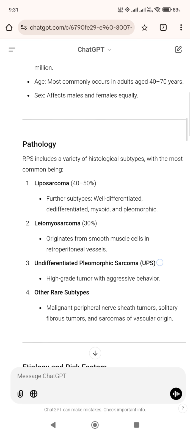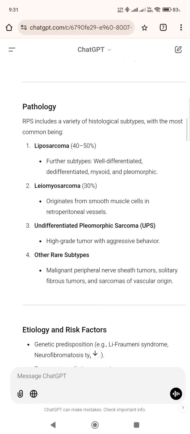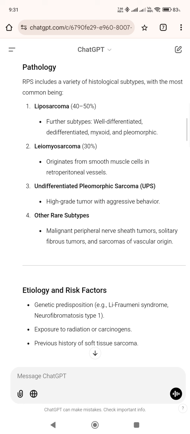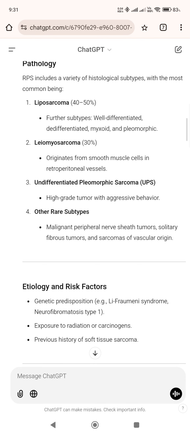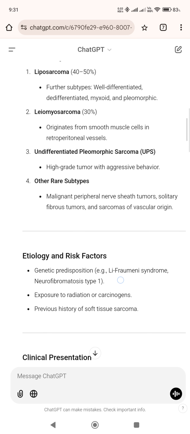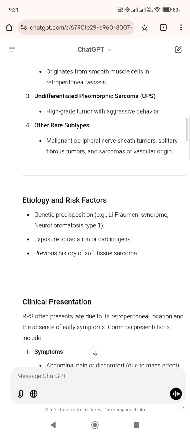Pathology. RPS includes a variety of histological subtypes, with the most common being: 1. Liposarcoma, 40 to 50%. Further subtypes: well-differentiated, dedifferentiated, myxoid, and pleomorphic. 2. Leiomyosarcoma, 30%. Originates from smooth muscle cells in retroperitoneal vessels. 3. Undifferentiated pleomorphic sarcoma, UPS, a high-grade tumor with aggressive behavior. 4. Other rare subtypes: malignant peripheral nerve sheath tumors, solitary fibrous tumors, and sarcomas of vascular origin.